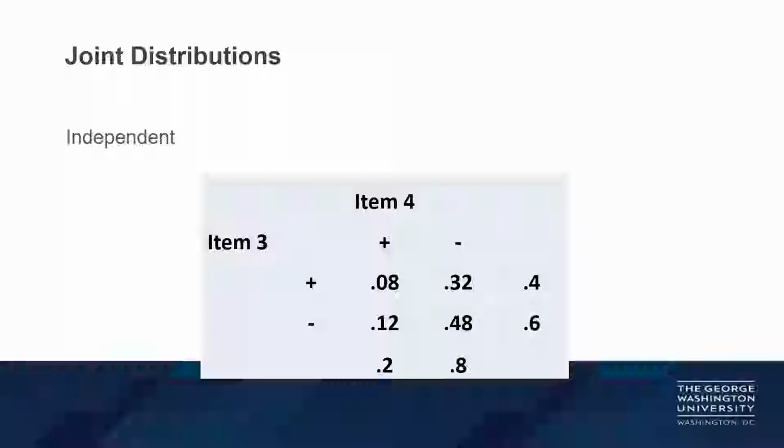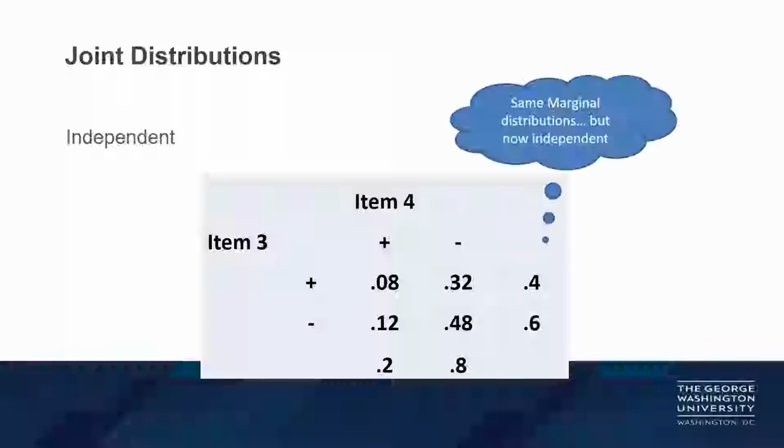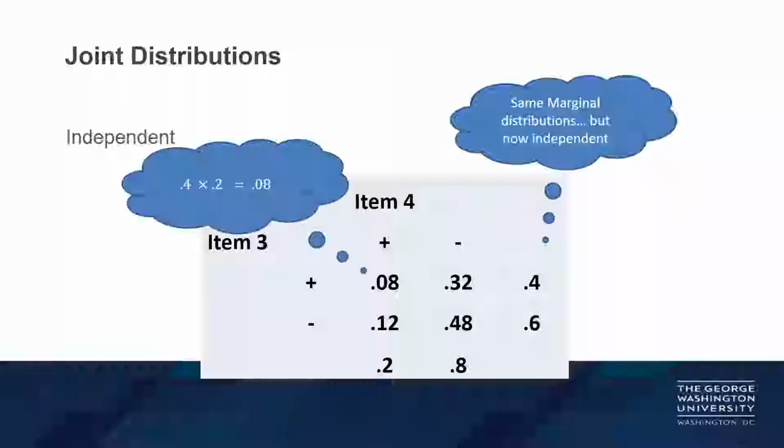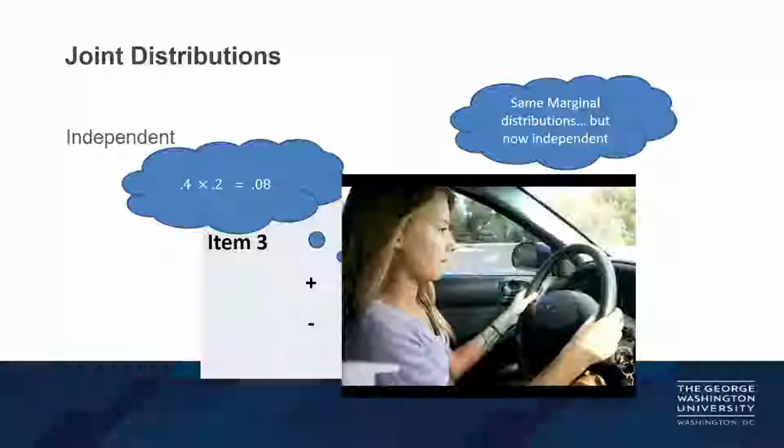So if we have independence, we can see that our joint distributions, when we cross multiply the marginals, should equal the values in each cell. So here are the same marginals, and we see that 0.4 times 0.2 does equal 0.08. We could go through and do each one of those calculations. So we can see that we're very focused this time on ability of driving, as an example, without any other distractions or any other things that might come into play.